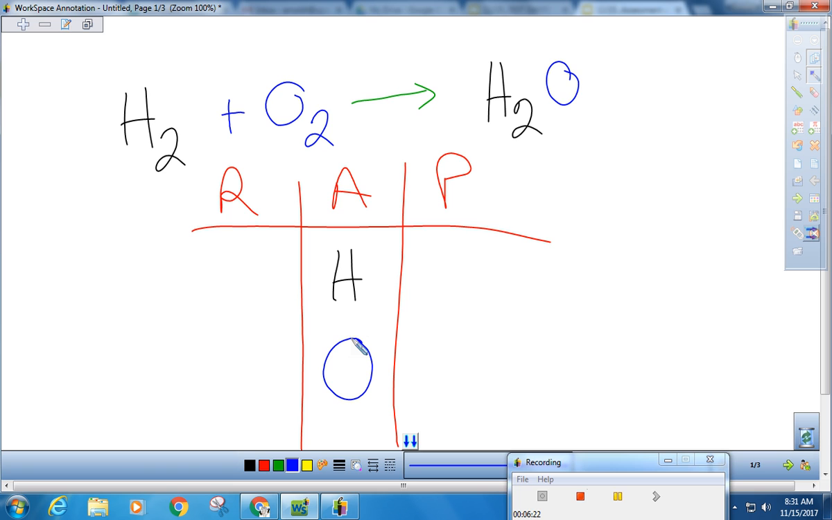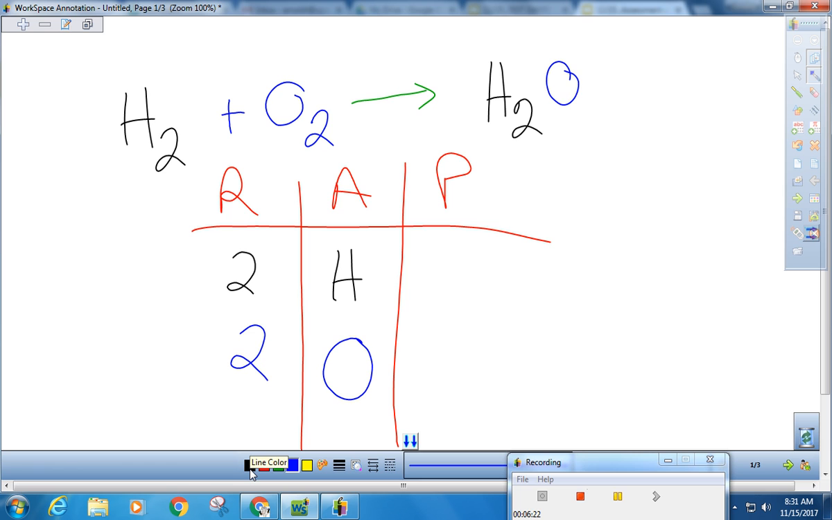Now, on the reactant side, which is the left-hand side, how many hydrogen atoms do I have? 2. What is this little number called that hangs off down below the actual element symbol? It's a subscript. Sub meaning down or below. Script is telling us how many we have. So H2, the subscript, tells us that we have 2 hydrogen atoms. How many oxygen atoms do I have? 2. I have 2 as well.